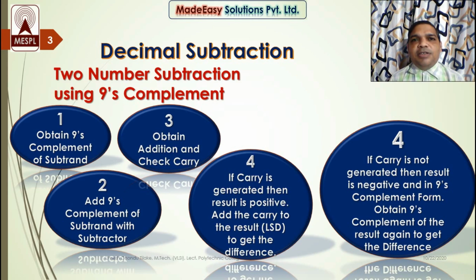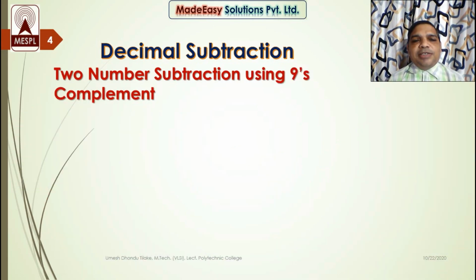Clear? That means here I have two cases. If carry is generated, what to do? If carry is not generated, what to do? If carry is generated, it indicates that the result is positive and we have to add the carry into the LSD of the addition we got in step number 3 to get the result in pure and correct form. If carry is not generated, it indicates that the result is negative and in 9's complement of the proper result. So what do we have to do? We have to again find the 9's complement of the result we got in step number 3 to obtain the result in pure form. Now let's see some examples.